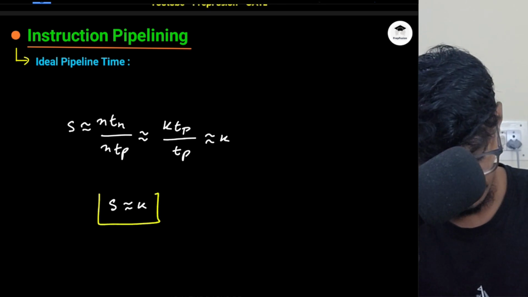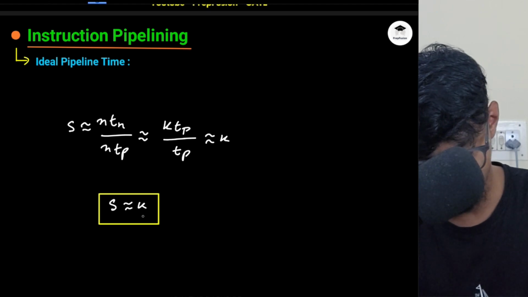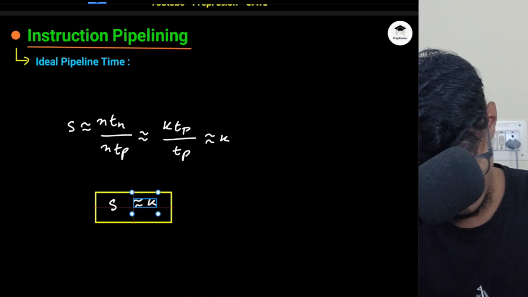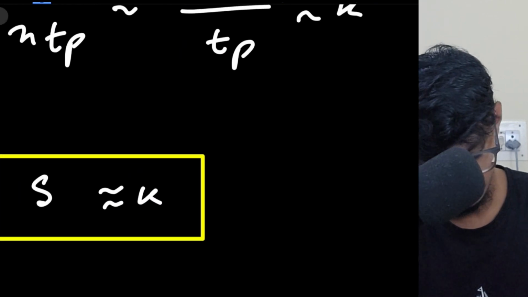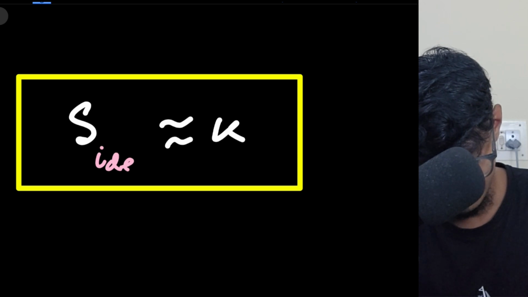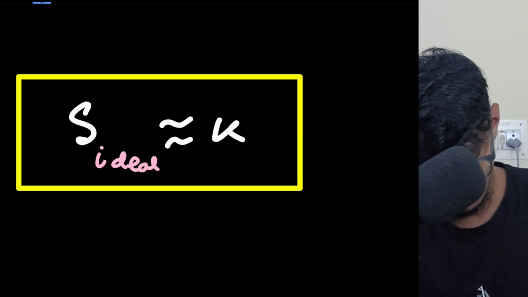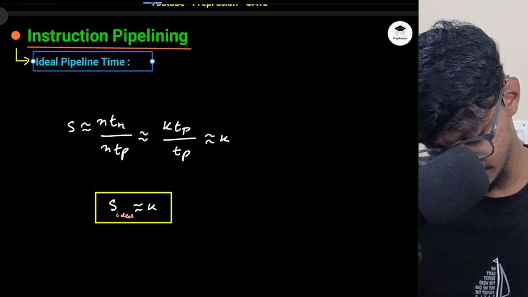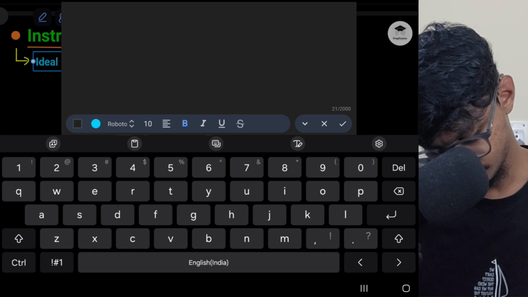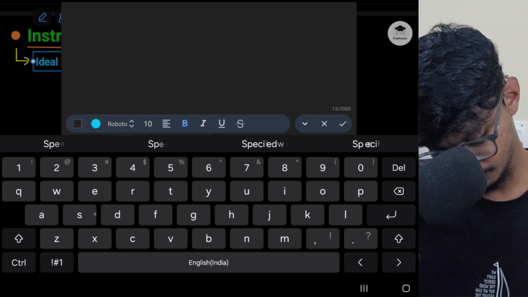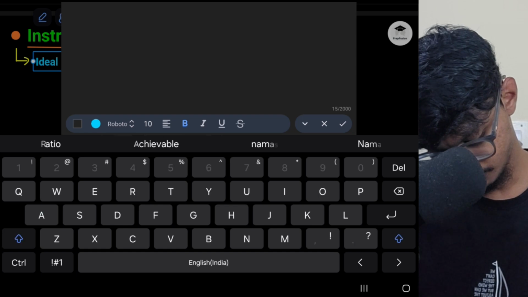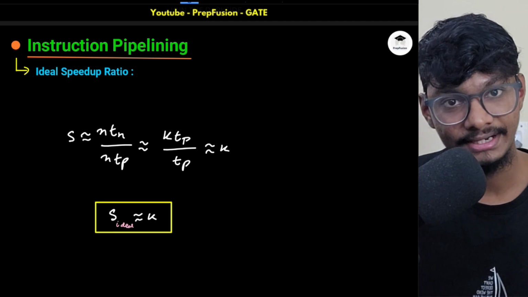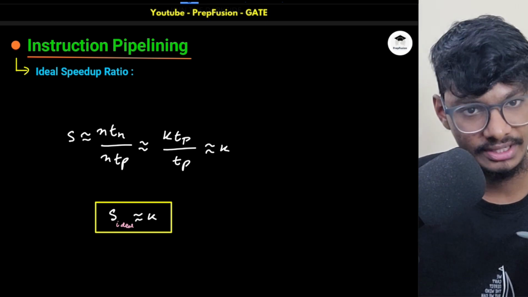And when will this happen actually? This actually has a name. What is the name of it? The name is S ideal, also known as ideal speed up ratio. Okay, ideal speed up ratio. So this is not ideal pipeline time, this is ideal speed up ratio. So this is ideal speed up ratio, right? What does it mean? What does it signify?